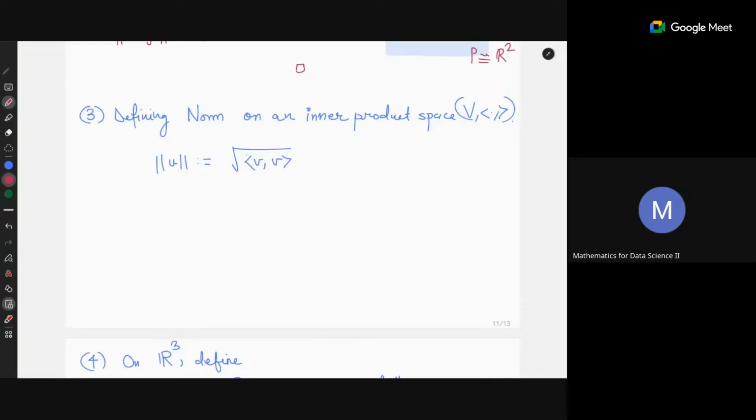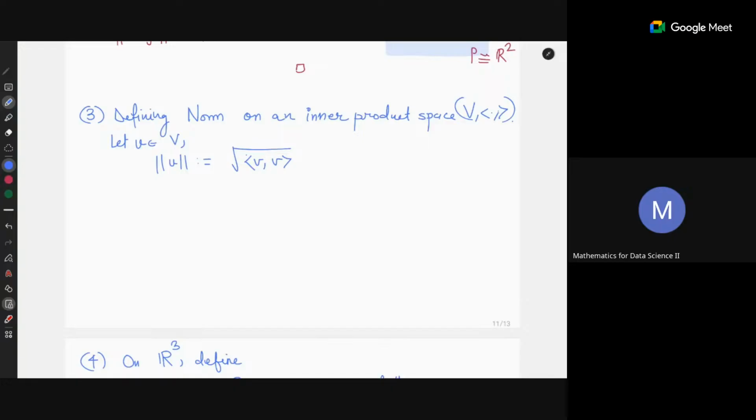So given an inner product space V with an inner product, given by this symbol, you can define a norm. How do you define a norm? Let v be a vector in V, then you can define a norm like this. You take the square root of the inner product of the same vector with itself.